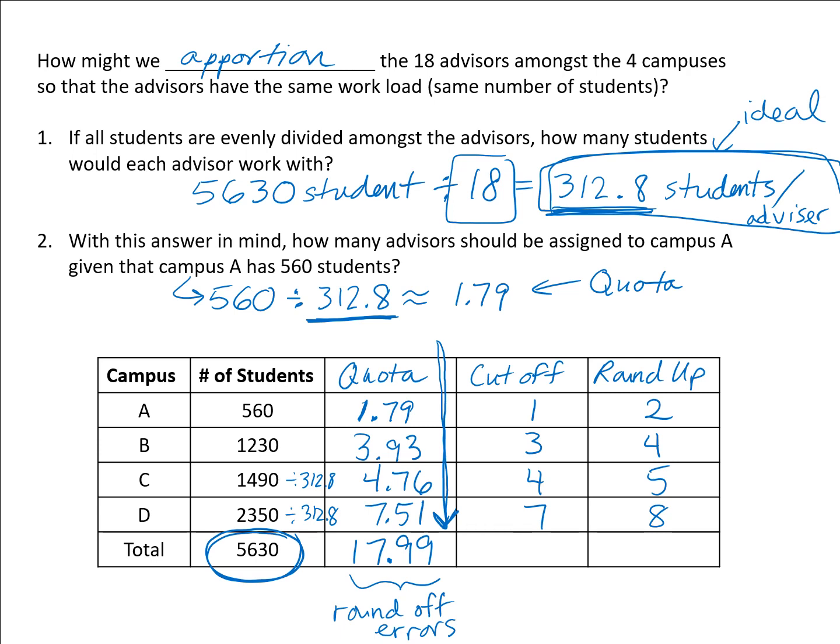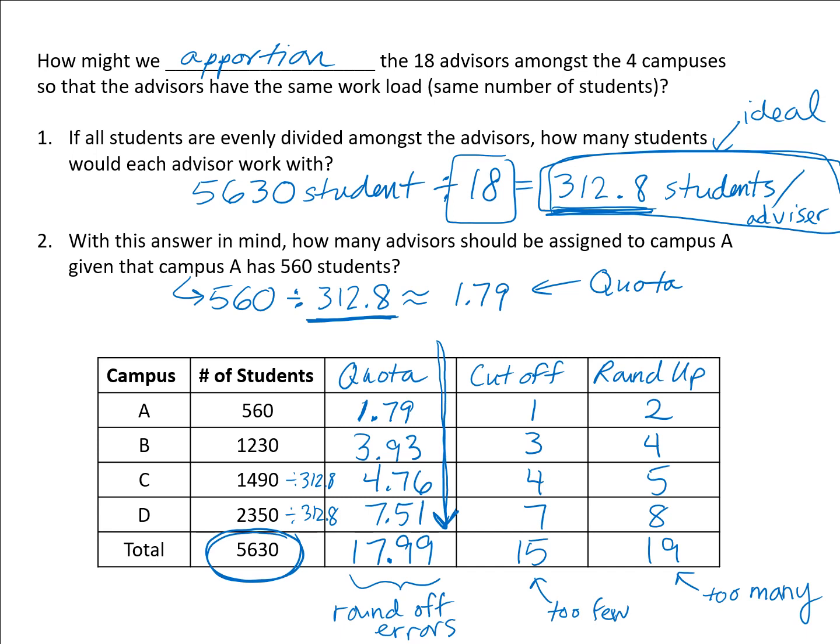Well, we had two ways of getting rid of that decimal. If we just cut off the decimal and add up how many advisors we have, 1, 3, 4, and 7, that's 15 advisors. That's too few, so I have advisors left to assign. If I round up, and all of these numbers, even with round-off, would round up under normal rounding rules, 2, 4, 5, and 8 add up to 19, and that's more than I have. Remember, I only have 18 advisors.